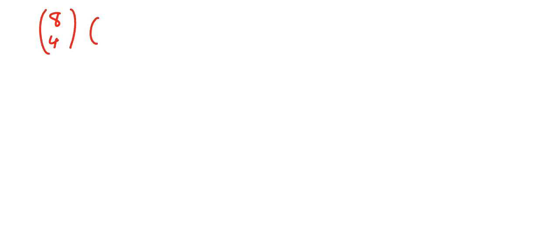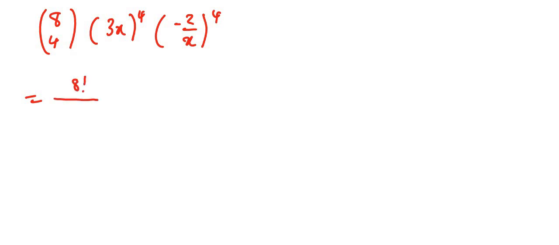Then we have the first term is 3x to the power 4. 8 minus 4 is 4, right? Negative 2 over x, this is the power 4. 8 choose 4. If you solve this separately, 8 factorial over 4 factorial and 4 factorial. This will be 3 to the power 4 and x to the power 4, negative 2 to the power 4.